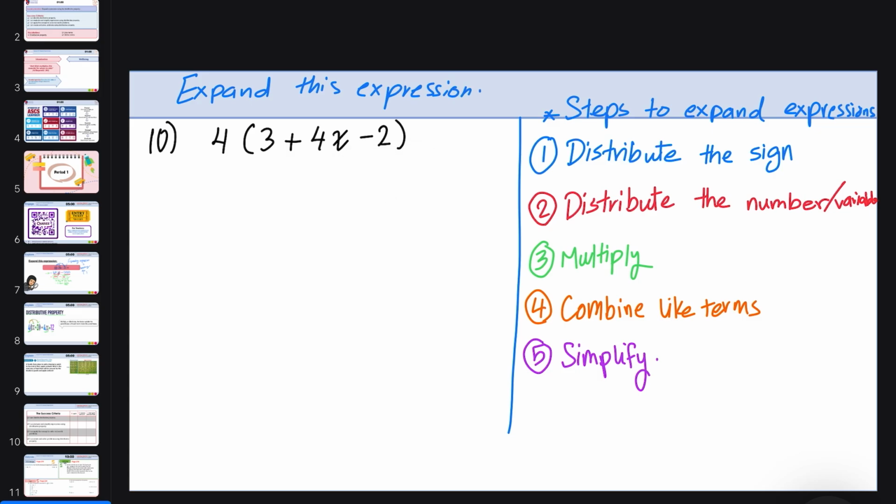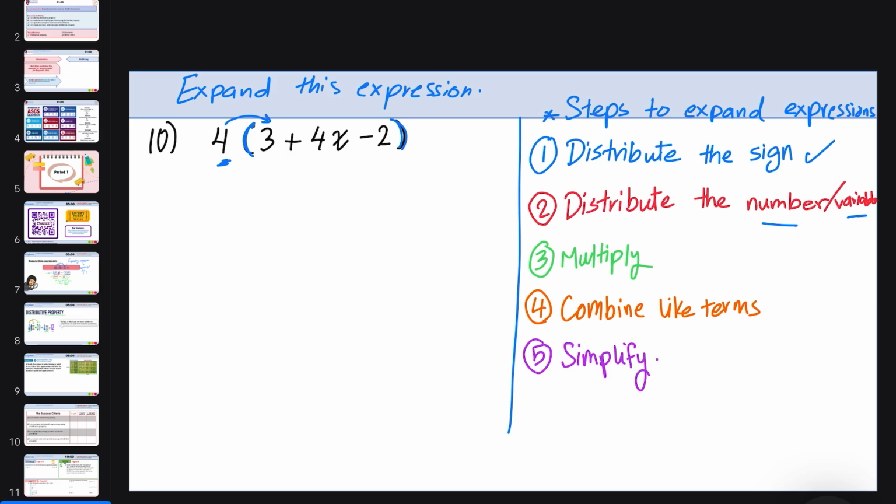Okay, so again, step number 1 is to distribute the sign, but I don't have it. Just check, I'm not going to do it. Let's go directly to step number 2, expand or distribute the number or the variable. Since I have a number before the bracket, I can go ahead and distribute it. Remember, we only distribute when there's a number stuck to the bracket, or a sign. Let's go ahead and distribute it.